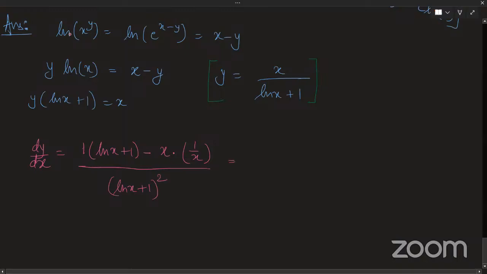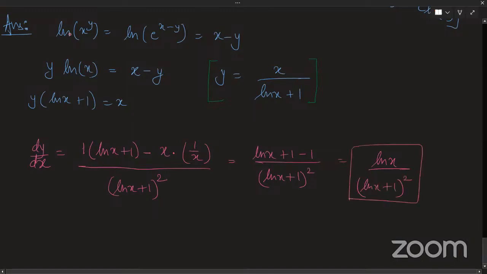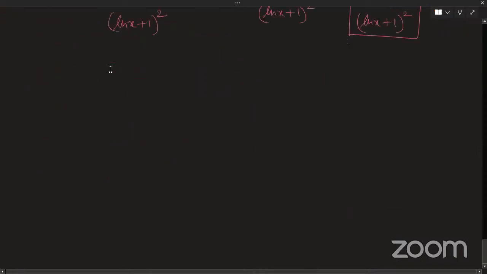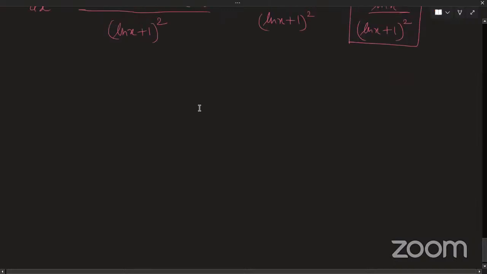Your top becomes ln x plus 1 minus 1, right? ln x plus 1 minus 1, whole divided by ln x plus 1 whole squared. So it becomes ln x divided by ln x plus 1 whole square. Is this correct, everyone? Yes, sir.